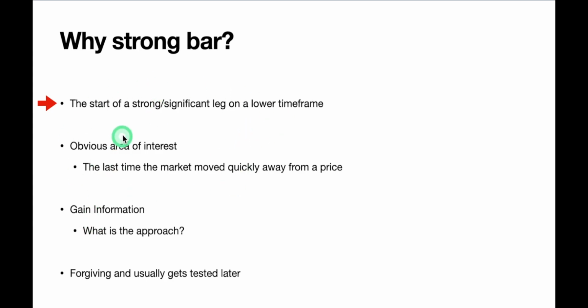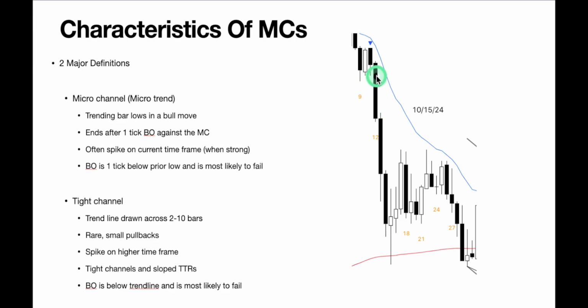Why are they important? The reason that strong bars are important is because they're the start of a strong or a significant leg on a lower time frame. So when you look at something like this, you get 3 strong bear bars. On a lower time frame, this is actually leg 1, pullback, leg 2, pullback, leg 3. So this was a leg of its own on a lower time frame. And so when you get to the high of a leg, it's often going to be the top of a trading range on a lower time frame. So we're often going to get sellers there and start to go sideways.